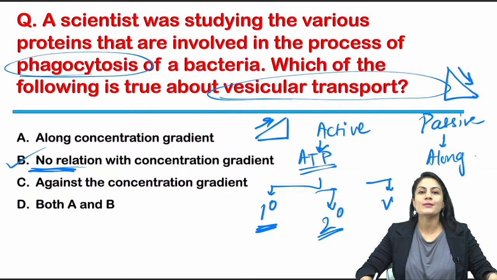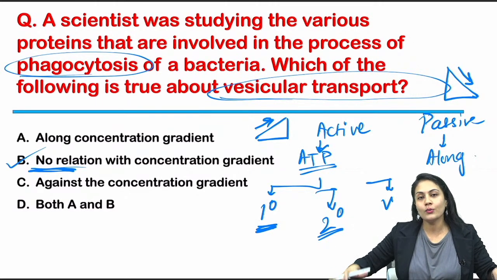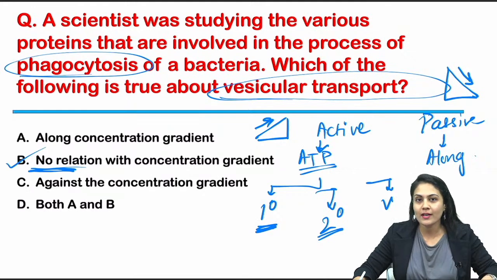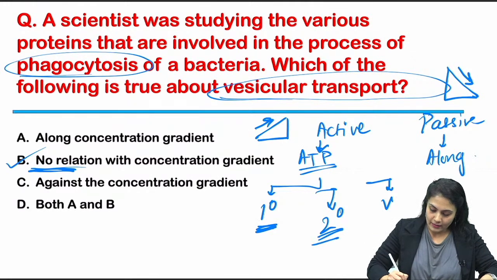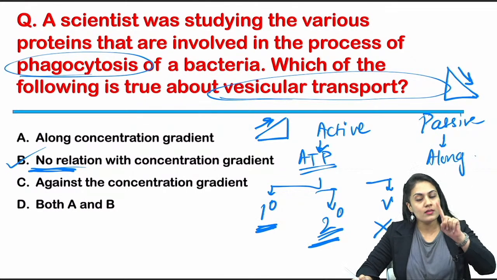So what happens? Both of you reach the destination, but the one with you, suppose that was a child, the child is smarter. Why? Because he uses your energy to reach the destination, isn't it? So that is nothing but the secondary active transport. Vesicular transport is not dependent on the concentration gradient.